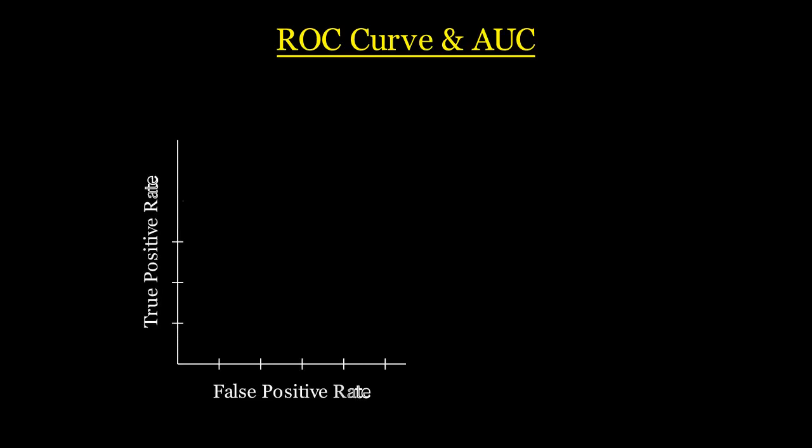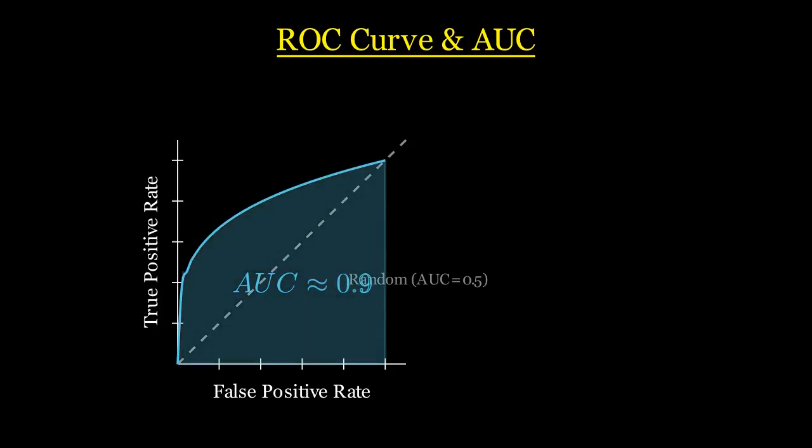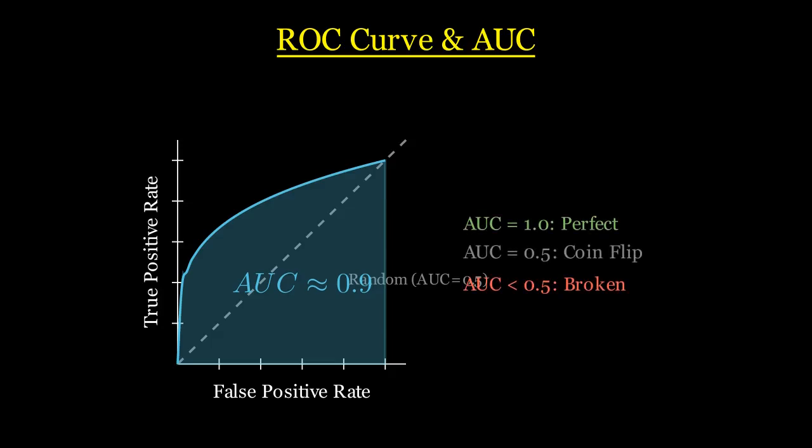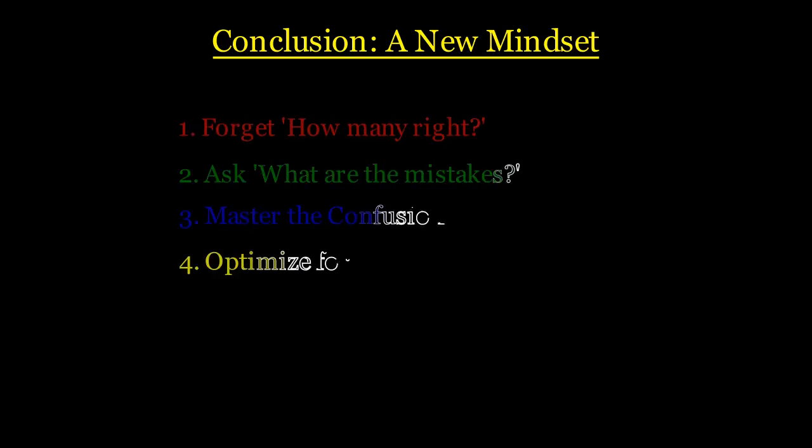But what if we want to see how a model performs at different sensitivity levels? We use the ROC curve, receiver operating characteristic. This graph plots the true positive rate against the false positive rate across various probability thresholds. The area under the curve, or AUC, gives us a single value between 0 and 1 that represents the model's ability to distinguish between classes. An AUC of 0.5 is no better than a coin flip, while an AUC of 1.0 represents a perfect classifier.